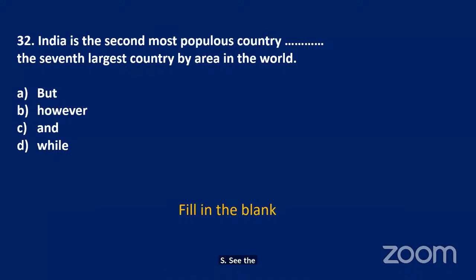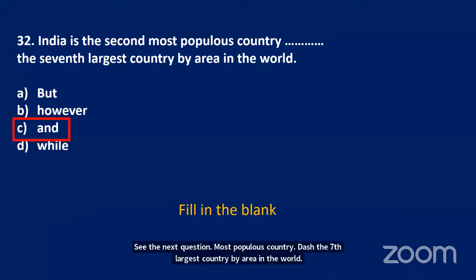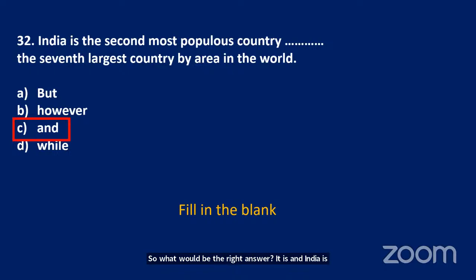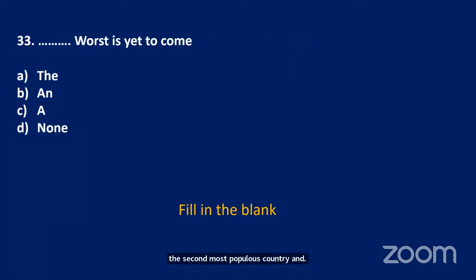See the next question. India is the second most populous country dash the 7th largest country by area in the world. So what could be the right answer? It is and. India is the second most populous country and the 7th largest. All right, see the next question.